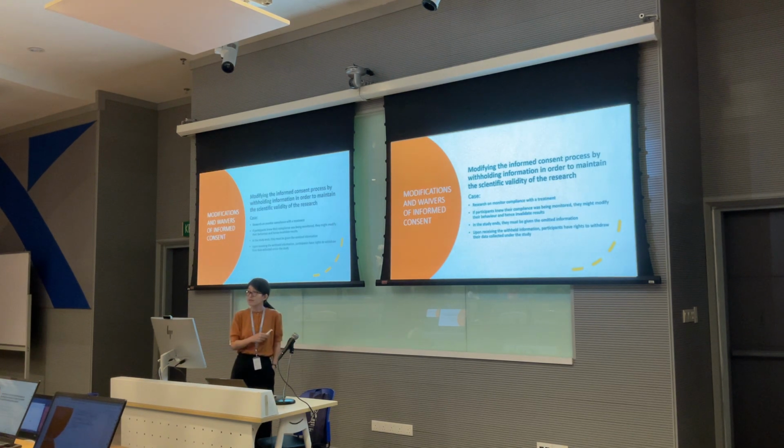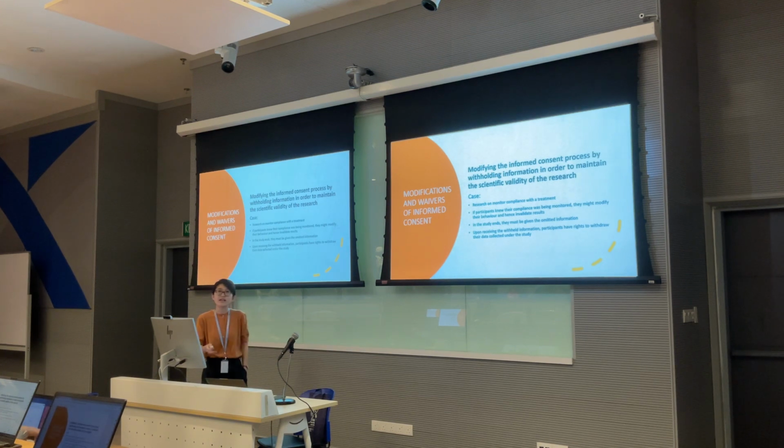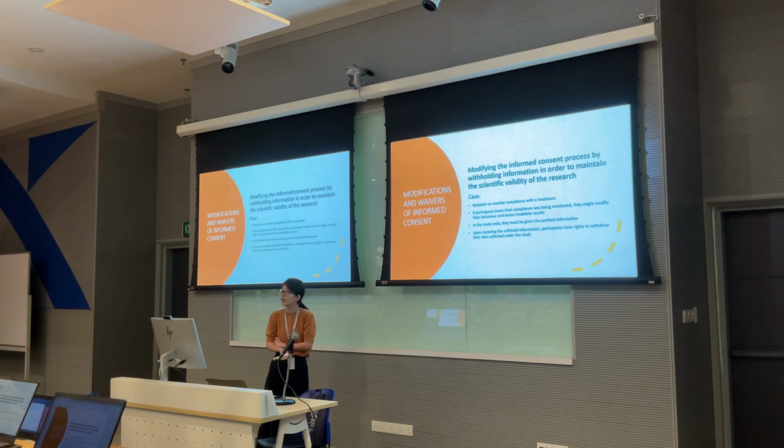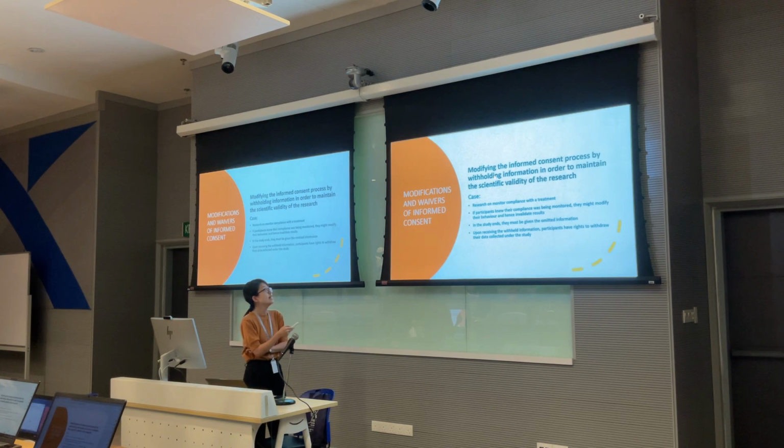So next, you can modify. Just now we said that you have to tell the truth in your consent form. You have to include all the benefits and all the adverse reactions. But actually, you can withhold some information in your consent form. But similarly, you have to get approval from the committee first. You have to justify why you want to withhold some information, why you want to hide some information from your participants, in order to maintain the scientific validity of your research.